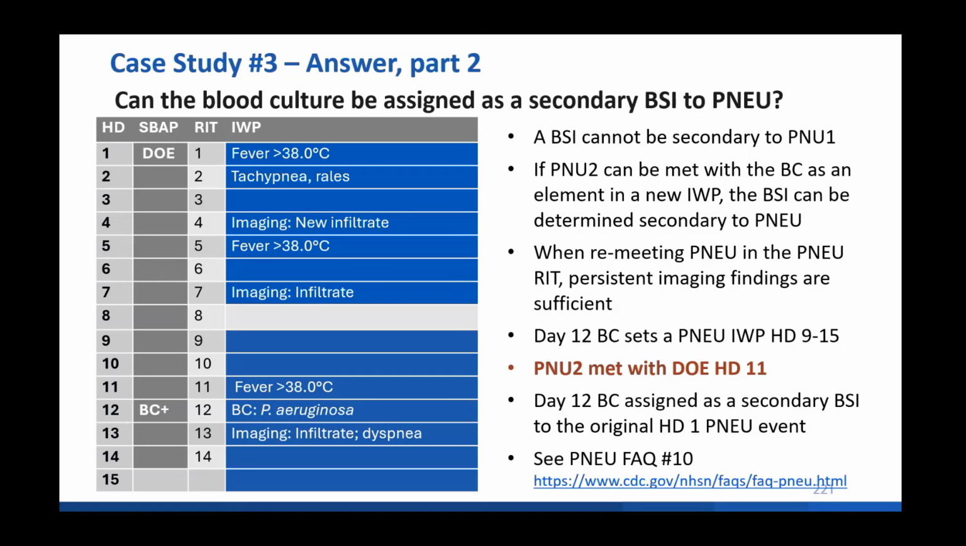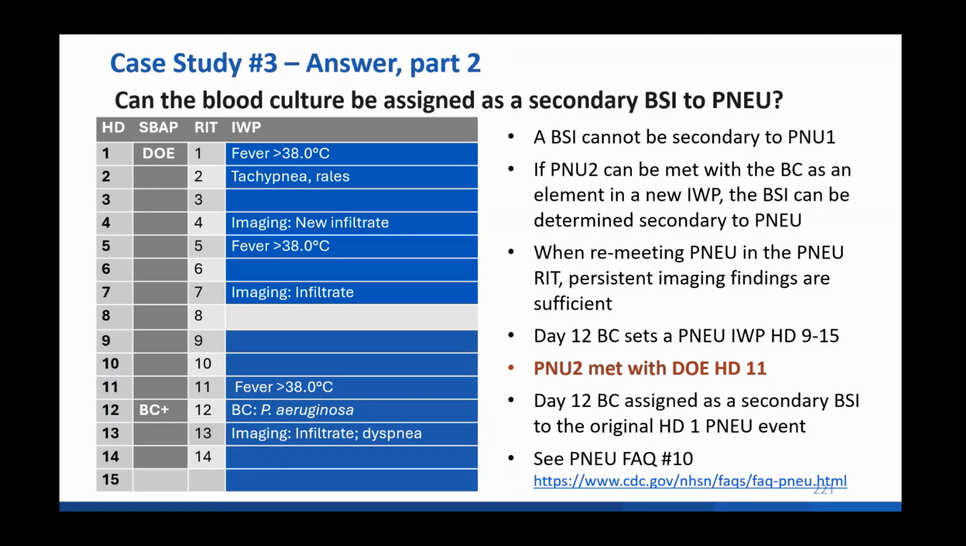So in this scenario, the day 12 blood culture, which is the first diagnostic test around this time that can be used to meet the pneumonia definition, sets a pneumonia infection window period from day 9 through day 15, during which pneumonia 2 is met with the day 11 fever, the day 12 blood culture, and the day 13 dyspnea, and the day 13 imaging test with definitive evidence of pneumonia.